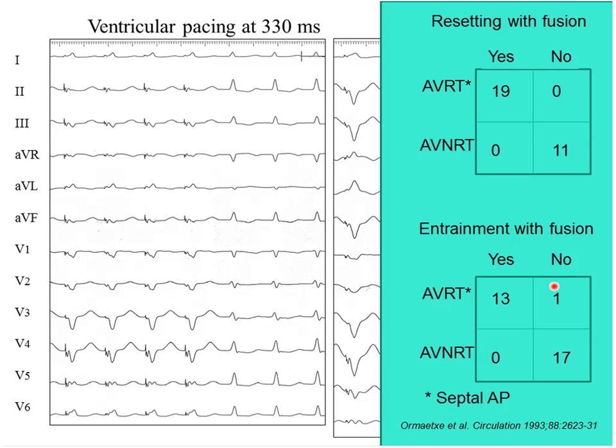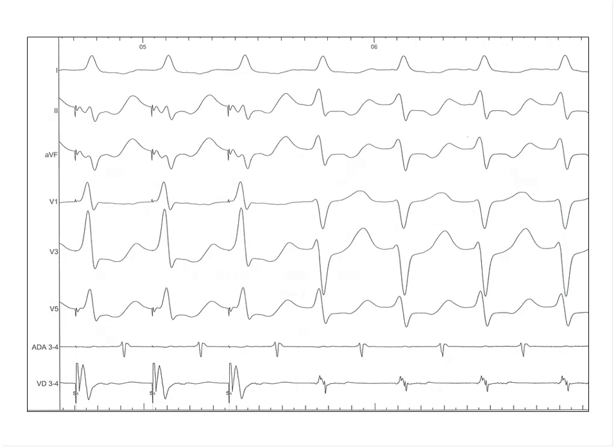But sometimes if the tachycardia is not totally regular, for example, that could be a problem. Now let me show you this example. This is an example of pacing during a regular narrow QRS tachycardia. You can see the tachycardia is represented in the last 4 QRSs and pacing in the first 3 QRSs.